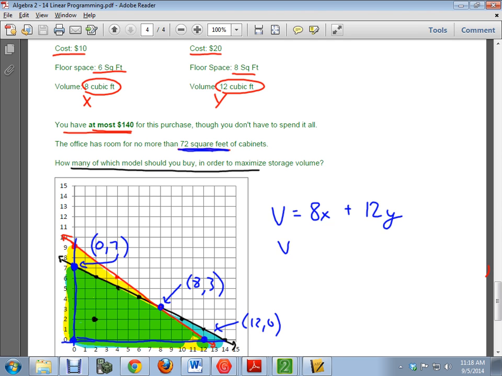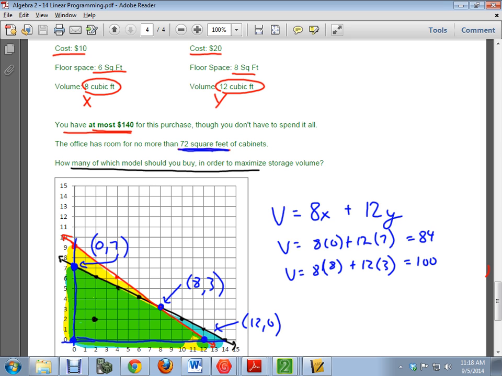So 0, 7. V is equal to 8 times 0 plus 12 times 7. So that would be 70 and 14 is 84. So volume is 84 for the first point. The second point, V, will be equal to 8 times 8 plus 12 times 3. 8 times 8 is 64. 64 plus 36 is 100. So far that is bigger.